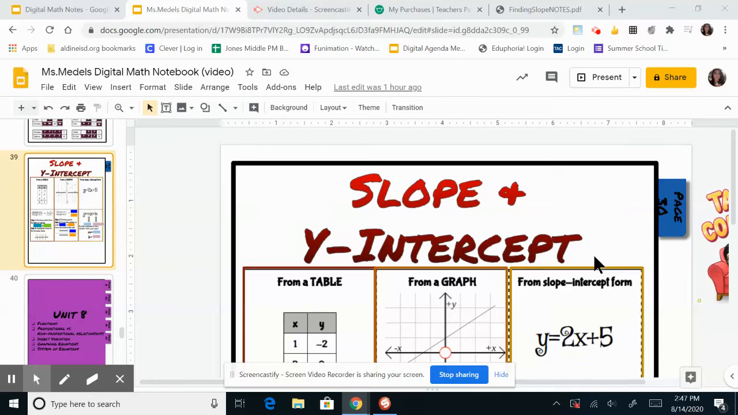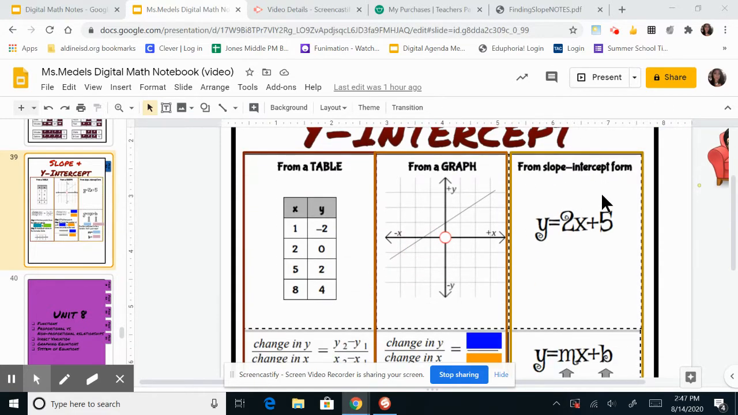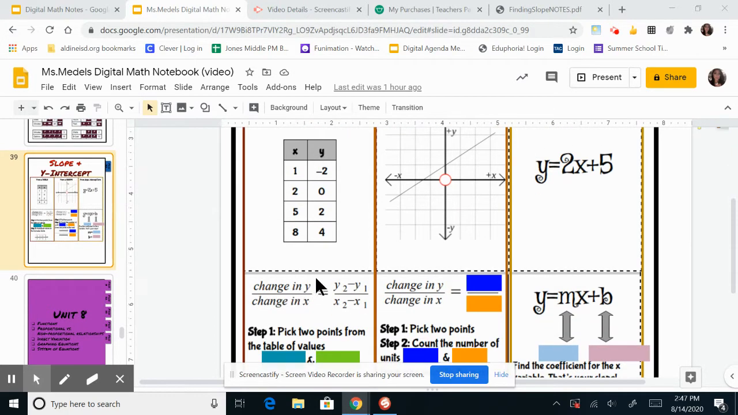All right, guys, so today we're going to take notes on finding the slope and the y-intercept from a table, from a graph, and from slope-intercept form. Okay, so from a table, you are going to find the change in y over the change in x, or y2 minus y1 over x2 minus x1.